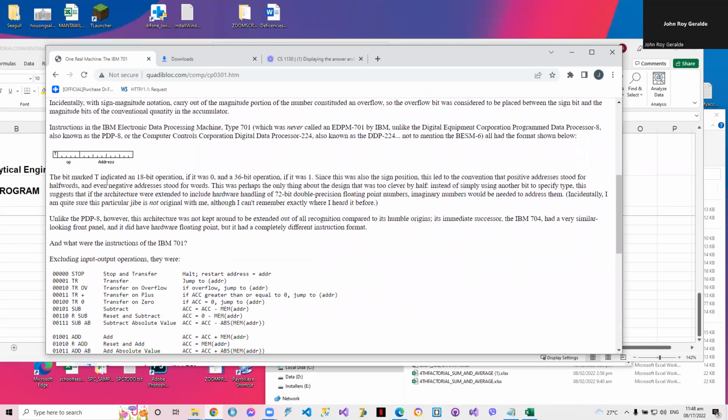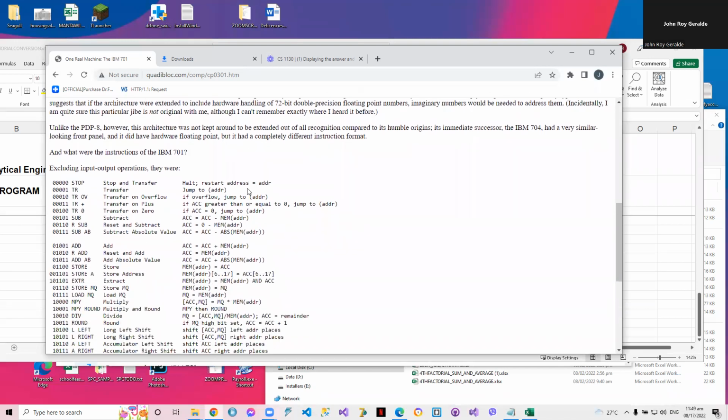The instructions are 18 bits, but the words are 36 bits. So it's a slight variation from the IAS, because the IAS has 20-bit instructions with 40-bit words, 40-bit operations, and the IBM 701 has both 18-bit and 36-bit operations, because it can handle 18-bit words and 36-bit words.